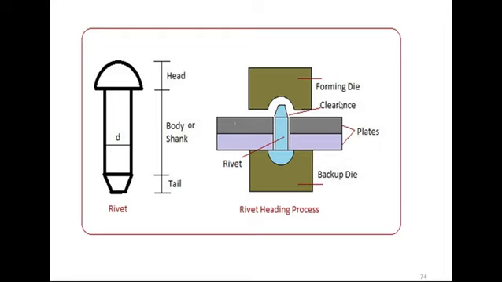Then we apply pressure on the tail. When we apply pressure on the tail, it spreads to 1.5 times its original diameter, and when it spreads that much, a permanent tightening happens between the two plates.